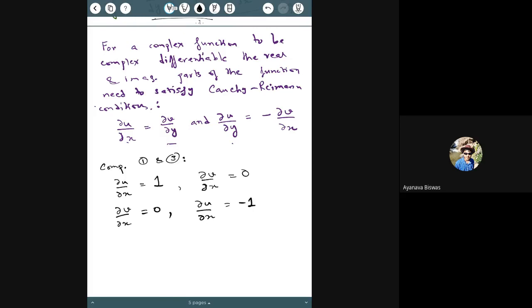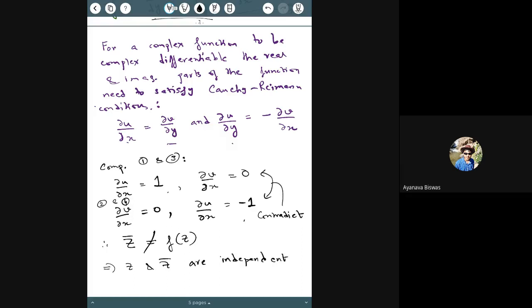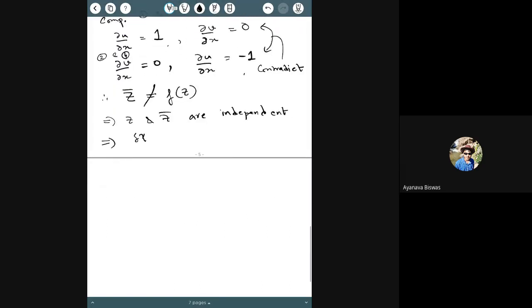So comparing 1 and 3, we get del u del x is equal to 1. But comparing 2 and 4, I get del u del x is equal to minus 1. So they are contradictory. So they contradict each other. Therefore, what we started out with, that z bar is a function of z, is not true because we reach a contradiction on differentiation. Which means that z and z bar are independent, and in our context that means delta chi A and delta chi A star for all A are independent.